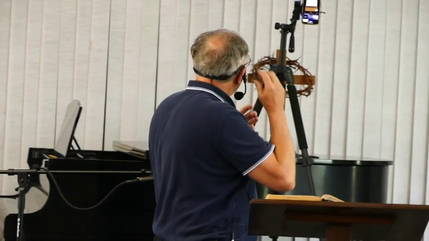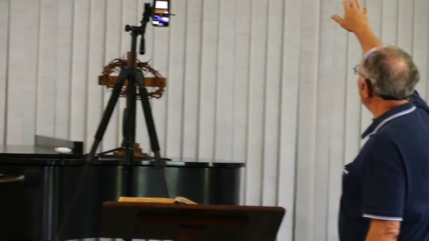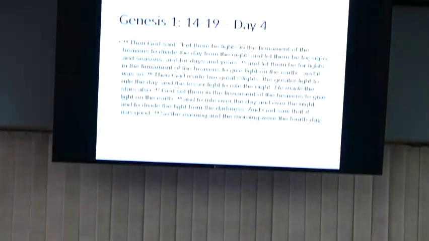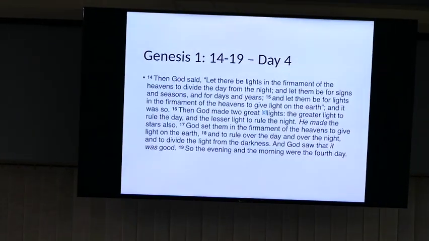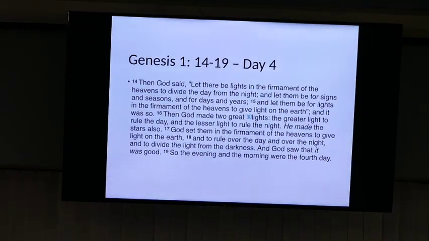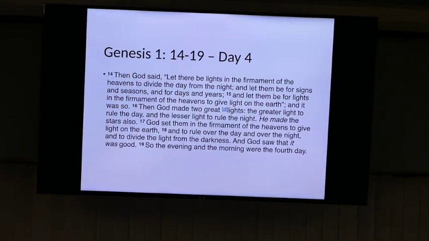But we are told that now he creates the lights in the sky. Specifically, let them be for lights, to give light on the earth. Then he made 2 great lights, the greater light, sun, to rule the day, and the lesser light to rule the night.